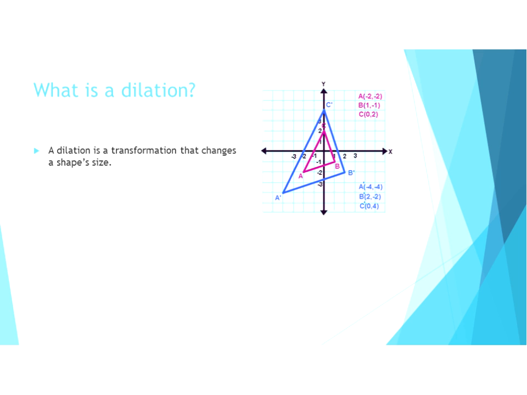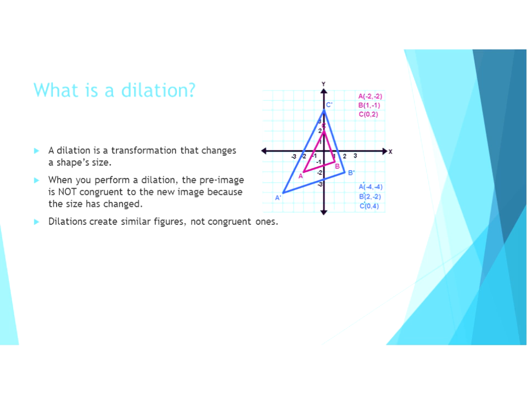Now, a dilation is a little bit different. A dilation is a transformation that changes the shape's size. It shrinks it or it expands it. When you perform a dilation, the pre-image is not congruent to the new image because the size has changed. However, dilations do create similar figures. They have the same angle measurements and they look like the same shape, they're just different sizes. So because the size has changed, it's not congruent, it is similar.